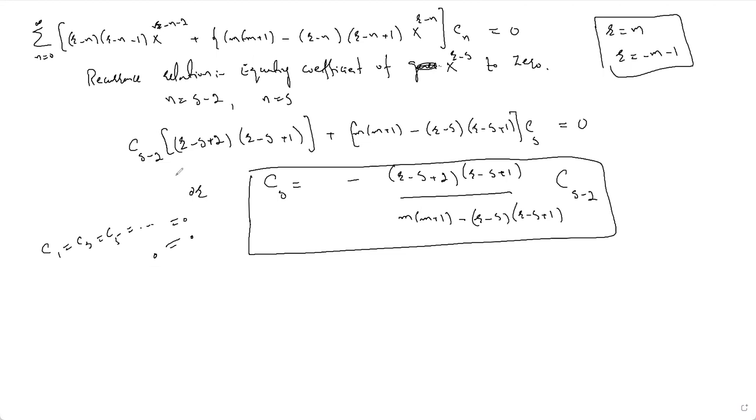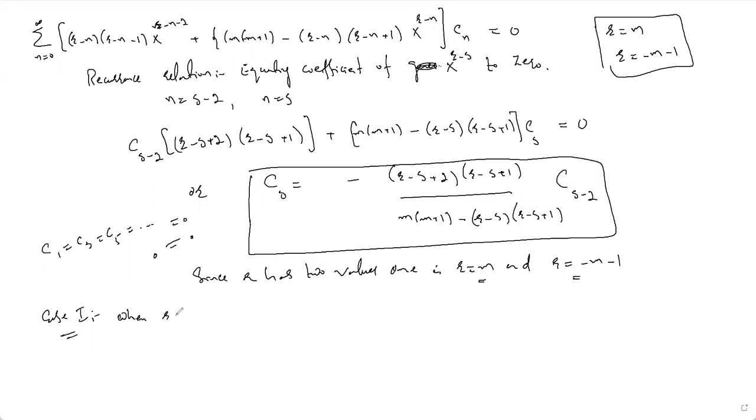Now we know that r has two values: r is equal to m and r is equal to minus m minus 1. So we will get two different solutions, one corresponding to r equal to m and the other corresponding to r equal to minus m minus 1. The first case is when r is equal to m.